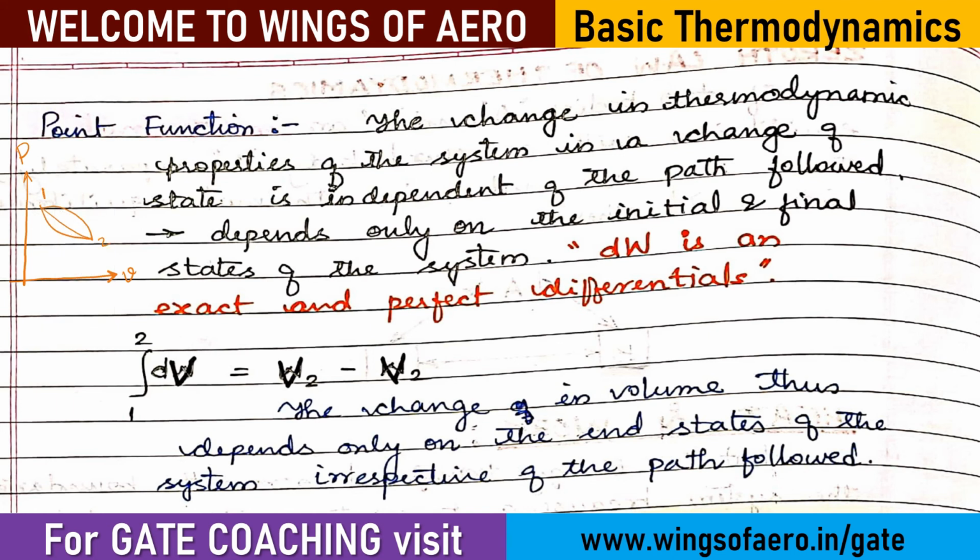Let's see what they have explained. The change in the thermodynamic properties of the system in a change of state is independent of the path followed. It does not depend on whether it has followed path A, path B or path C. It only matters what its initial and final state are. Initial is point 1, final is point 2. So this is an exact and perfect differential.